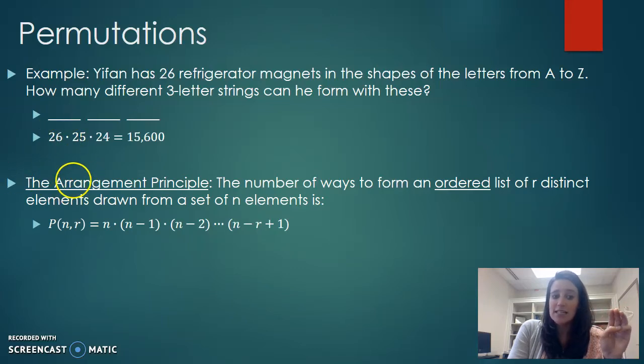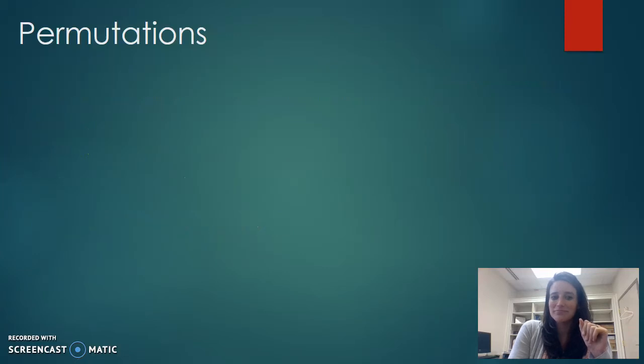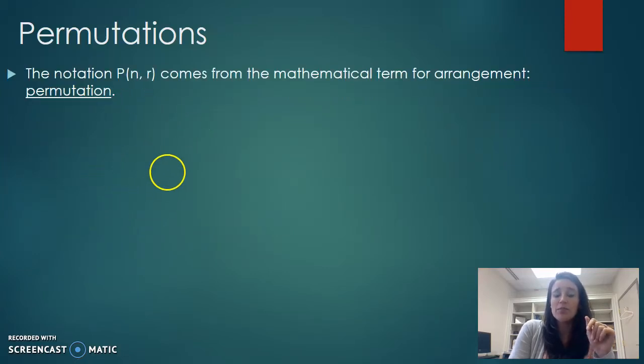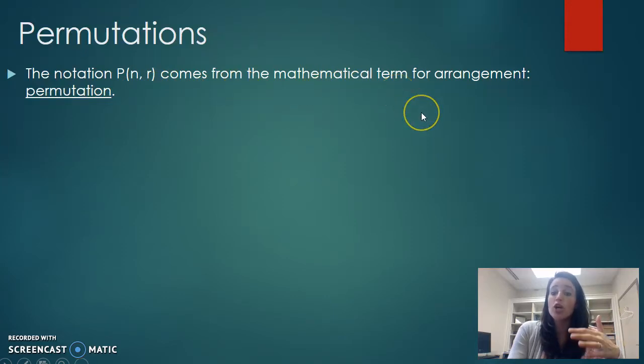So I started with 26, and then 26 minus 1 is 25, and then 26 minus 2 was 24, and that's where I stopped. I stop at N minus R, so it would be 26 minus 3 is 23, plus 1, so I stop at 24. The notation P of N comma R comes from the mathematical term for arrangement, which is permutation.